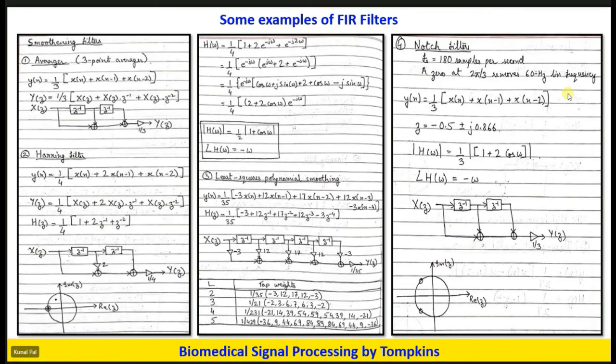So this is one of the disadvantages. If you increase the tapping or the number of points, the more will be the smoothing effect, but the more will be the broadening also. So somewhere you have to trade off.